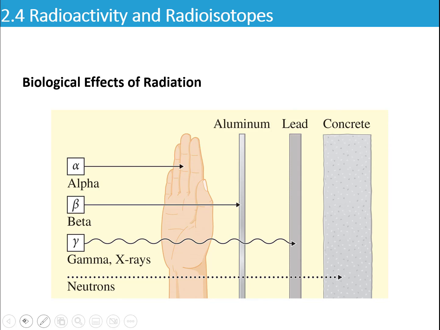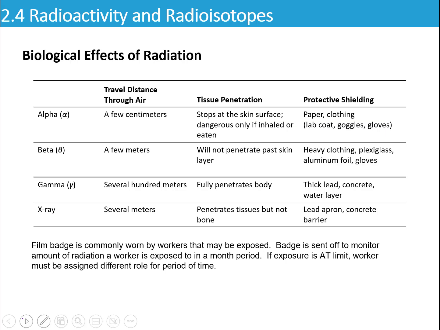So the only thing that really stops X-rays is bone. Gamma rays, nothing really stops it. You have to use lead and concrete in order to be able to block it. So the highest energy would require the most shielding for you.